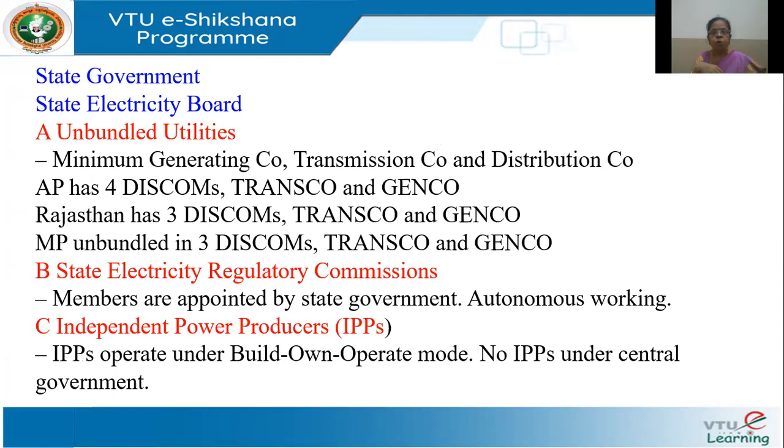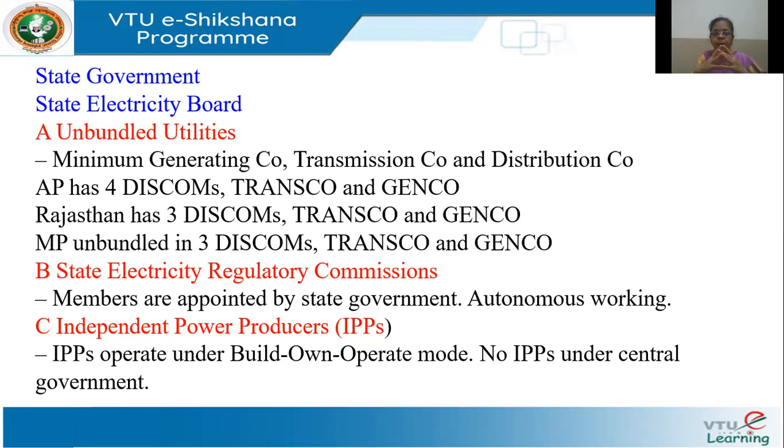Then slowly, in the late 1990s, they started what we call unbundling. That means because networks became huge, we were no longer talking of megawatts of power. We were talking of gigawatts of power, right? So it was very difficult for one single unit to handle everything. So then we went into what are called unbundled utilities.